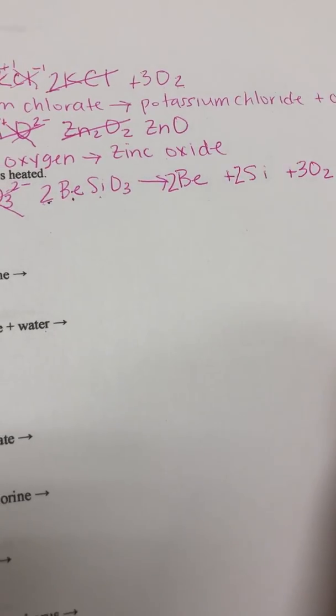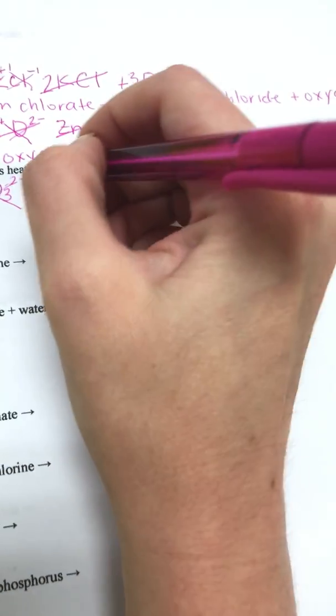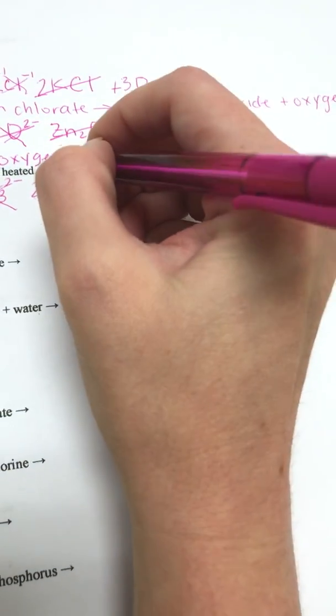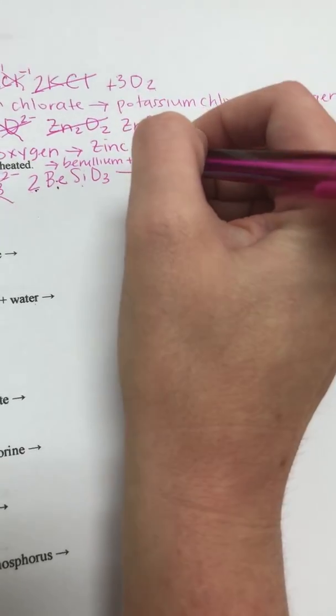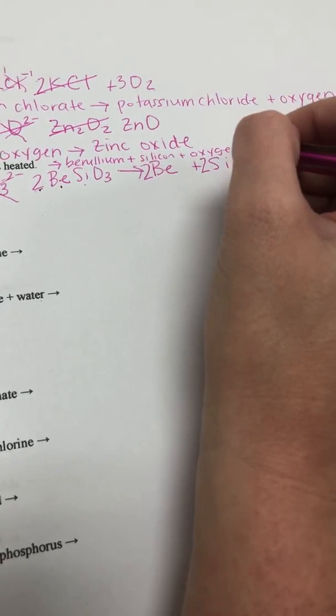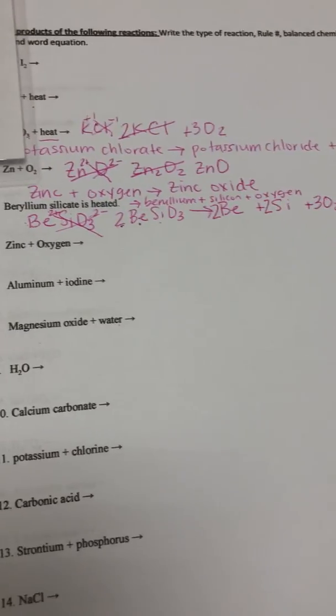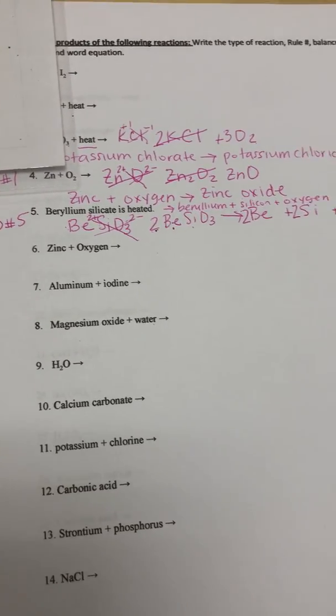So if I was going to write that out, it would be beryllium silicate yields beryllium plus silicon plus oxygen. So that is the final answer. And again, it was decomposition rule number 5.